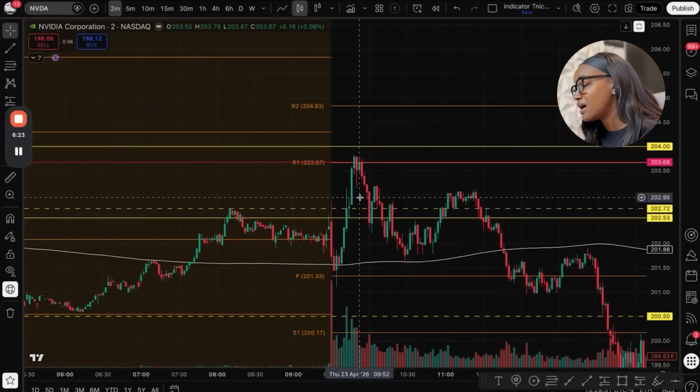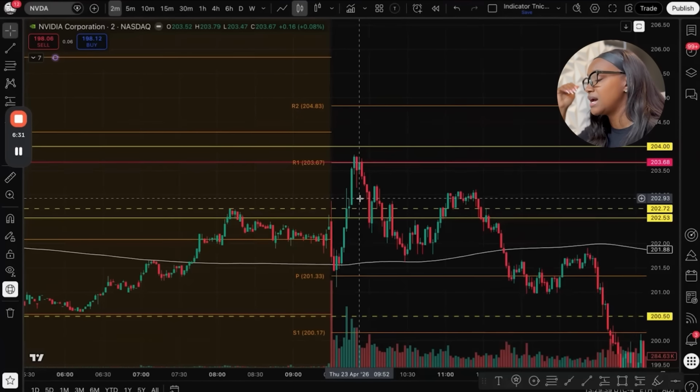So we did get a valid execution of our if-then statements. Hey, if price is able to break through previous day high, pre-market high, and then retest, I will then enter into the trade for a play to the upside or a call. My profit target would be 203.67 because I got that from the pivot point standard.